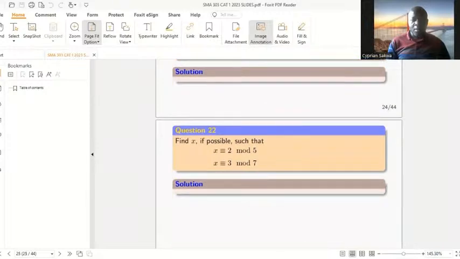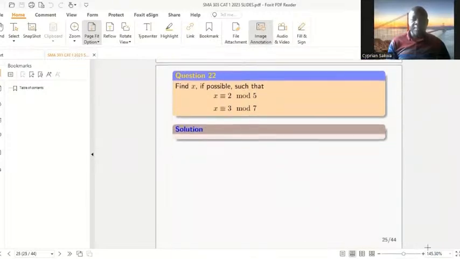Now, I want to show something different: the use of the Chinese remainder theorem. I hope this concept is what will bring our exercise of revision questions to the end. These are simultaneous congruence questions that we want to solve. I want to assume that this is my question 1 and that this is question 2.